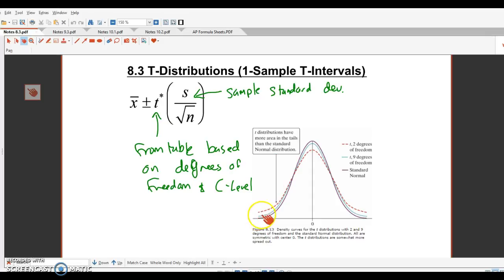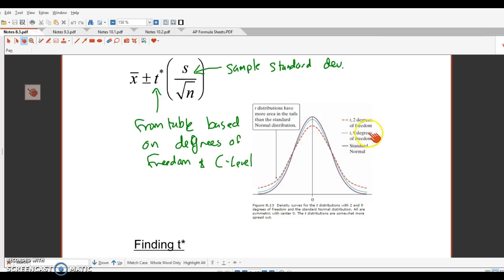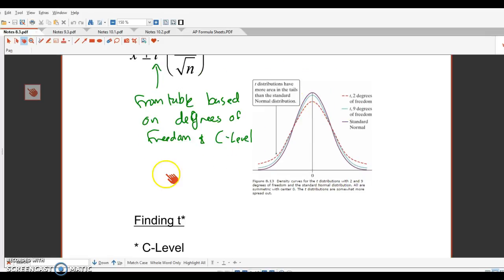Now notice this illustration taken directly from the book kind of illustrates what the t-distribution looks like. The standard normal distribution is this solid black line. Then the red dotted line is t with 2 degrees of freedom. The solid blue line is with 9 degrees of freedom. Notice it's much closer to the standard normal curve, this black one. And in fact, as the number of degrees of freedom increase, the closer and closer it will get to a normal distribution. That is important.